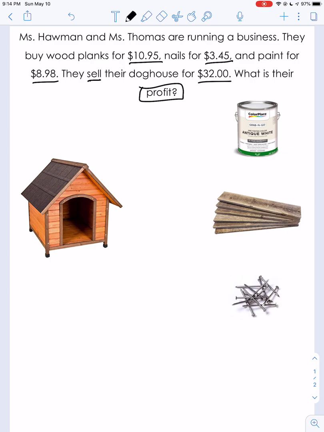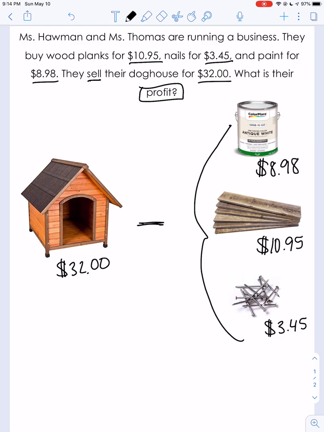So I did a visualization for you here of the doghouse and the supplies. The paint is $8.98. The wood is $10.95, and the nails were $3.45. We sold the doghouse for $32. Okay, so I didn't make $32. I have to take what I made and subtract out the cost of my expenses. Once I make back all of the money I've spent, that's break even. Anything above and beyond that is my profit.